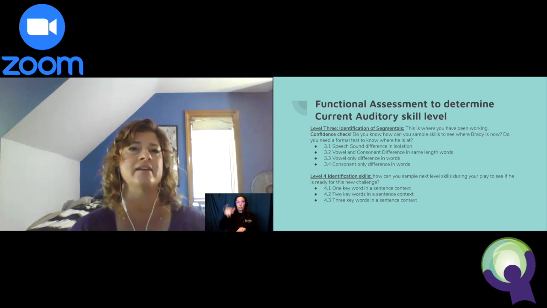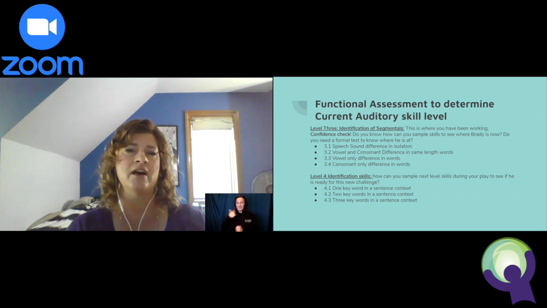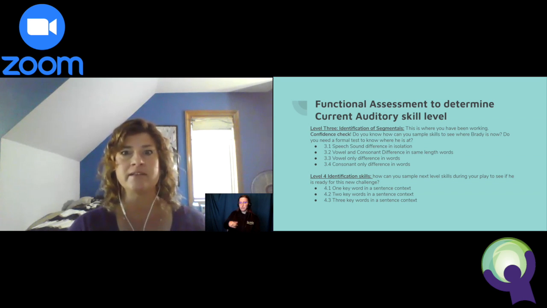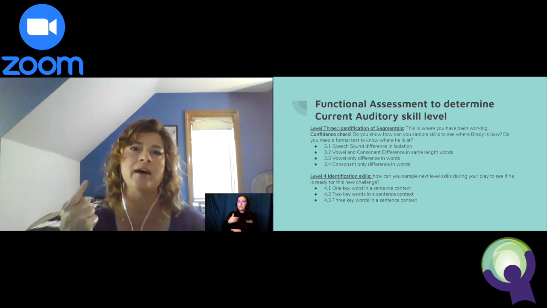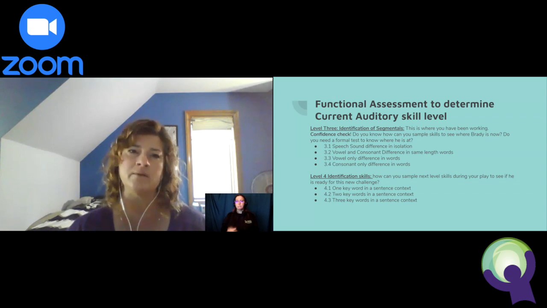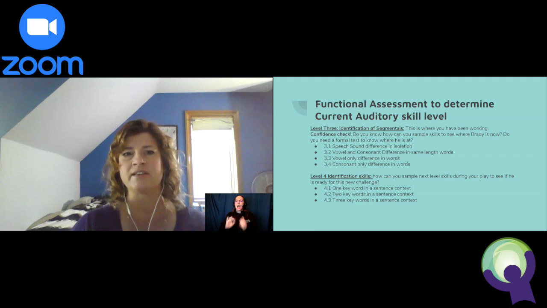So we're looking at the identification of segmentals, which is speech sounds. Would you be able to figure out, if you just met this child, based on what we talked about last time, where he is without a formal test? Do you have things in your head that you could do quickly with him just to reassure yourself that you're working at the right level? How would you look at each of those things? And hopefully, based on some of the things we talked about last time, you would have some ideas.